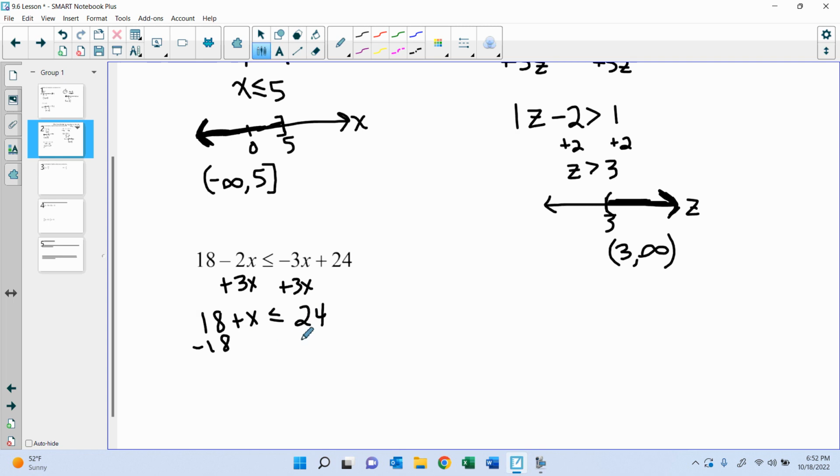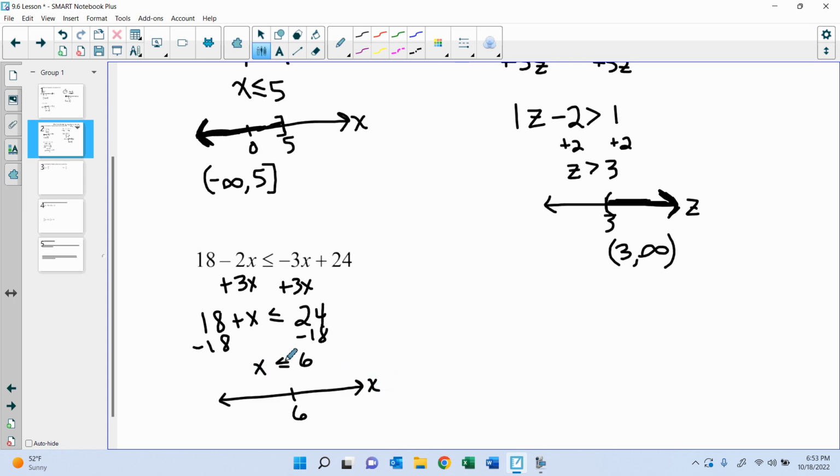You're going to subtract 18 from both sides. So that's going to give you x is less than or equal to 6. Then you're going to graph using a number line. And this time, let's just put 6 on there. Don't even worry about 0. And this number line represents x. So I'm just going to put a little x out there.